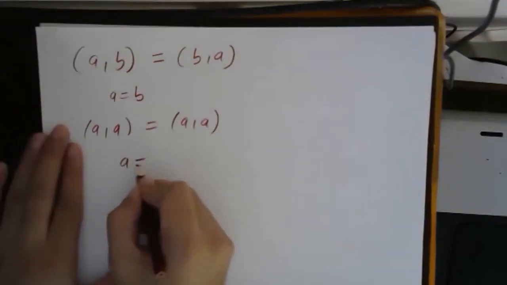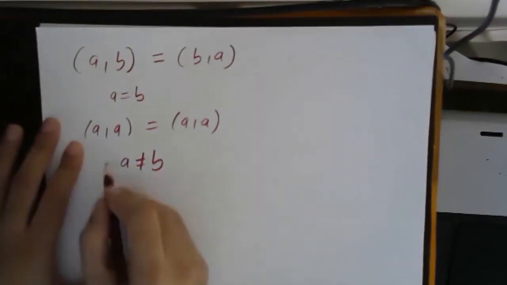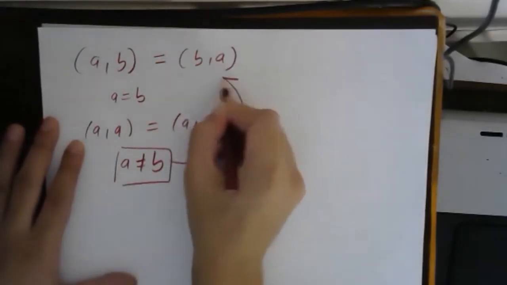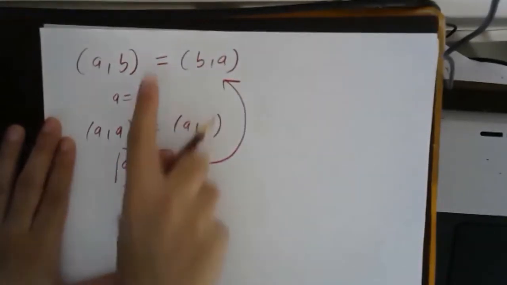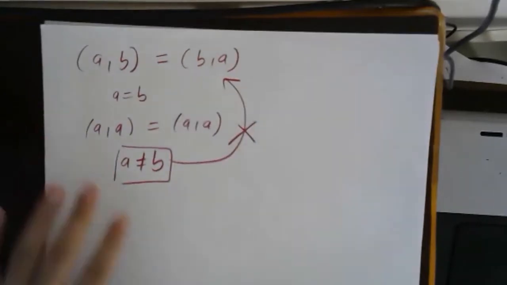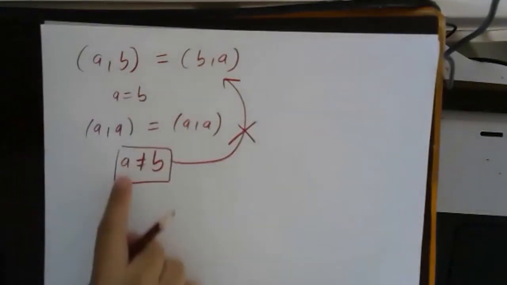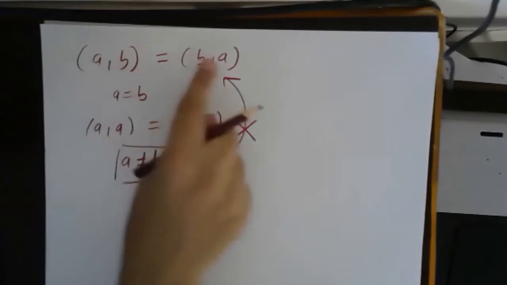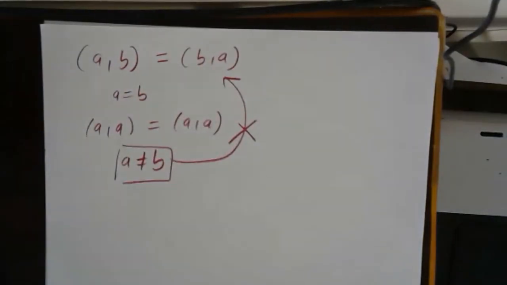If A is not equal to B, then can this happen? No. Then this is not possible. Only if A is equal to B, only in that case it is true. Okay. So this was for ordered pairs.